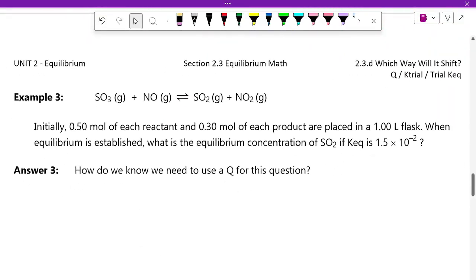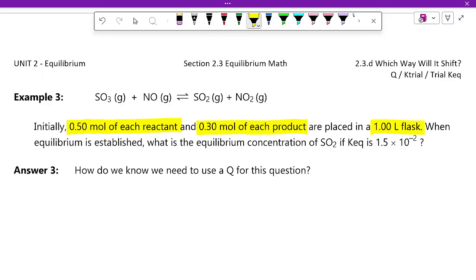Now here's a little trickier one. We have 0.5 moles of each reactant, 0.3 moles of each product, and they're placed in a 1 liter flask. Will you need to show the calculation for those concentrations? No, because it is so simple. It's going to be divided by 0.5, divide by 1, 0.3, divide by 1. You don't need to show that.